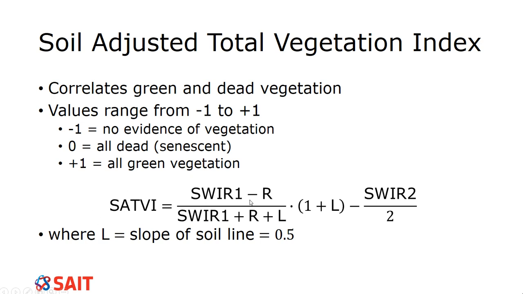So SAT-V, here's the formula. We have L, which is the slope of the soil line. Again, there's an L for everything. So this would be the little s from the previous M-SAVI. But for SAT-V, it's the slope of the soil line. Generally speaking, we'll say it's 0.5. But if you're looking for something that's more specific, then you'll actually have to calculate the slope of the soil line in that scatter plot to get this calculation.